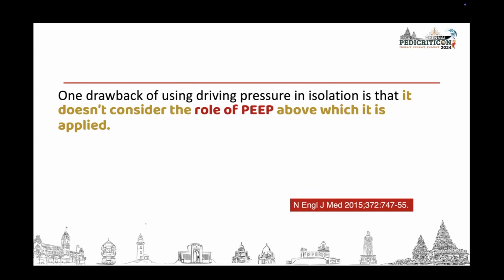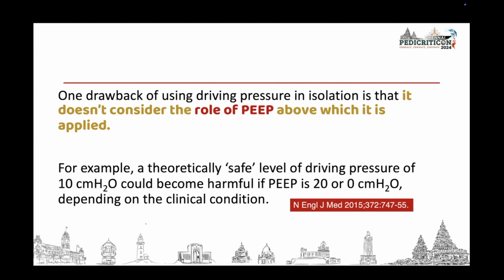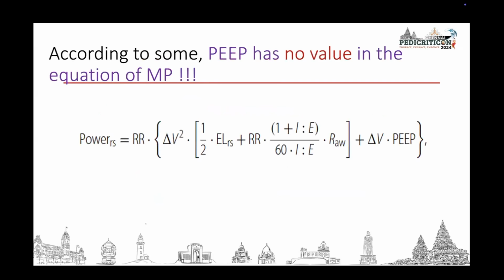The most important is it does not take into consideration the role of PEEP. So it does not take into account at what PEEP you are calculating your driving pressure. You can have a theoretically safe driving pressure of 10 centimeters of water, but it can be harmful if you're measuring this driving pressure at a PEEP of 20 or PEEP of 0, depending upon the clinical condition. According to some purists, the PEEP has no value in the equation of mechanical power because the PEEP was not originally part of the equation of motion either.